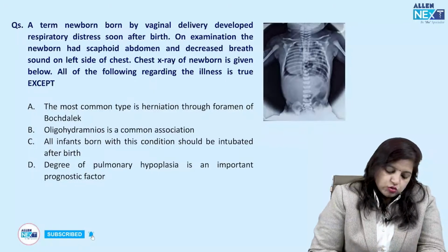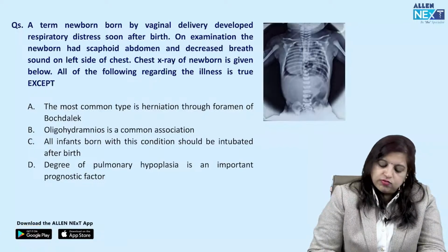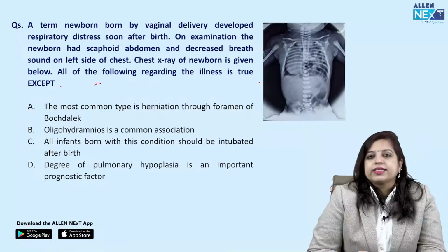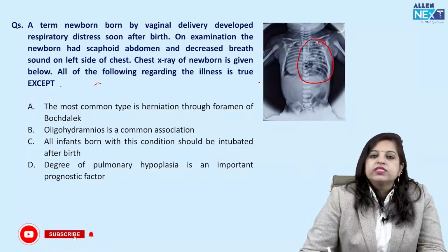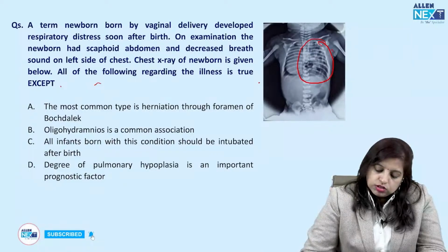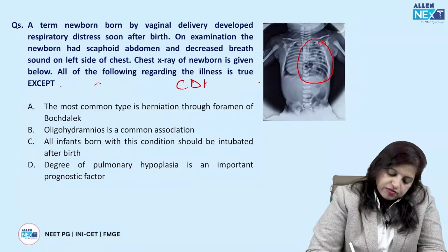Then, a term newborn born by vaginal delivery developed respiratory distress soon after birth. On examination, the newborn had scaphoid abdomen, decreased breath sound on the left side of the chest. Chest x-ray of the newborn is given below. All of the following regarding the illness is true except. So you can see the various air fluid levels are there in the chest, right? On the left side, what are we dealing with? Yes, we are dealing with congenital diaphragmatic hernia.